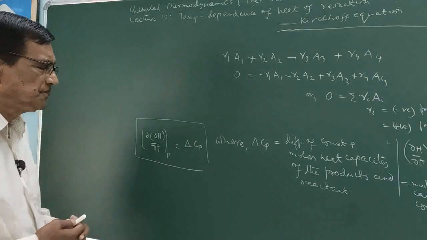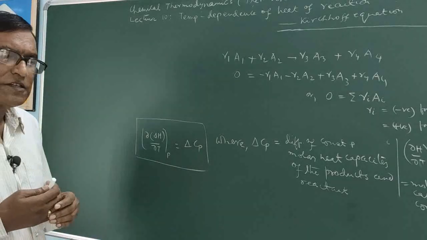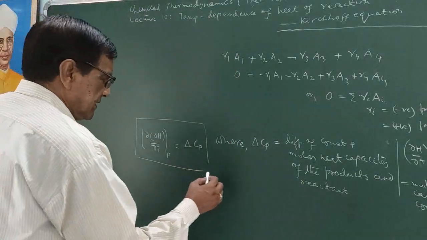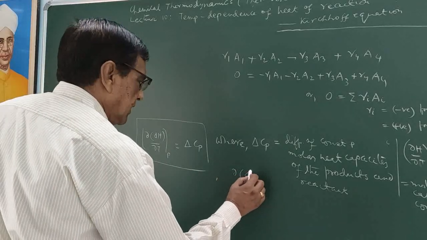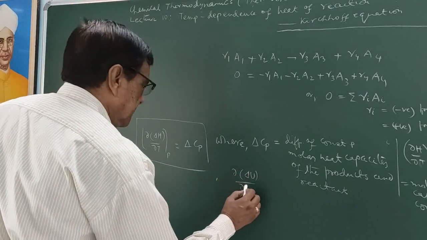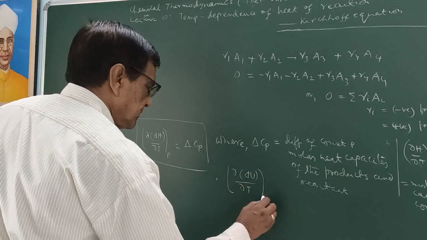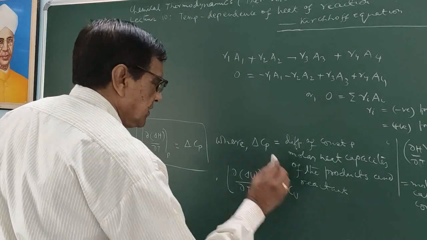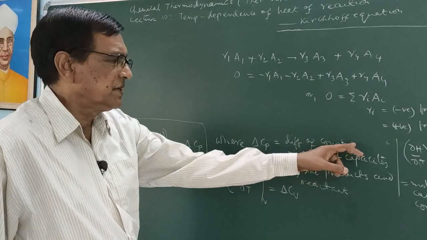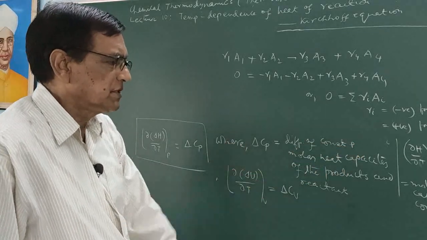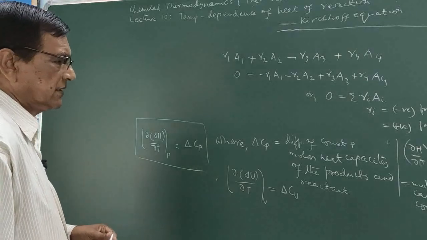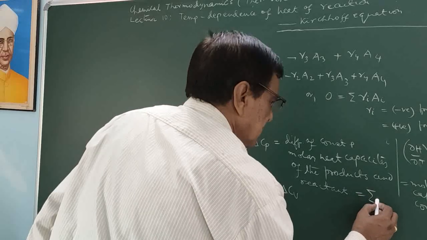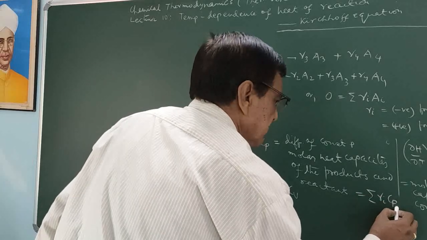Now, if we consider the heat of reaction at constant volume, then this relation will be del U divided by del T at constant volume, and this will be equal to delta Cv, similarly the difference of constant volume molar heat capacities of the products and reactants. And this delta Cp, we can write again as the summation of nu I and Cp I.